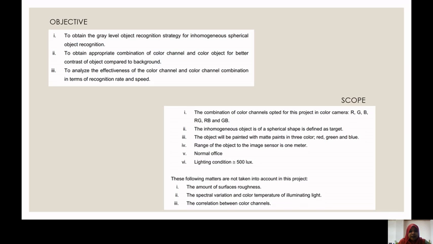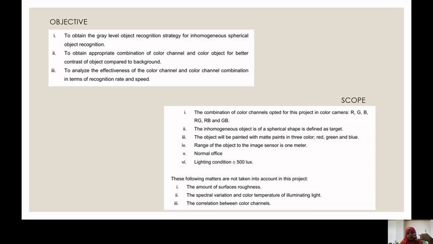So these scopes actually define what kind of experiments they are going to do. And the following are not taken into account: the amount of surface roughness, because a different surface roughness affects the reflection and refraction of the light. Spectral variations and color temperature of the illuminating light are also not taken into account, because if you have some spectral variation, you will not have the same concentration of light on your surface.